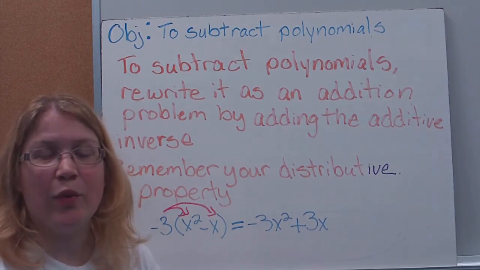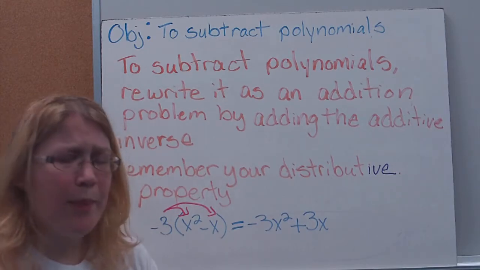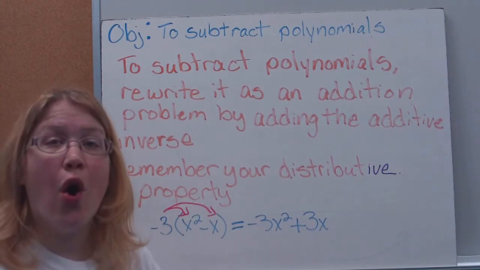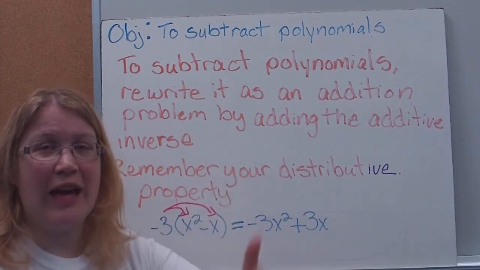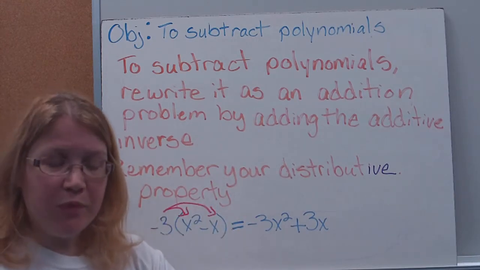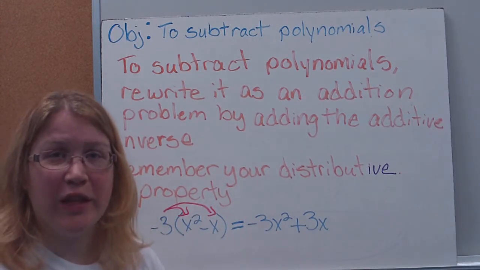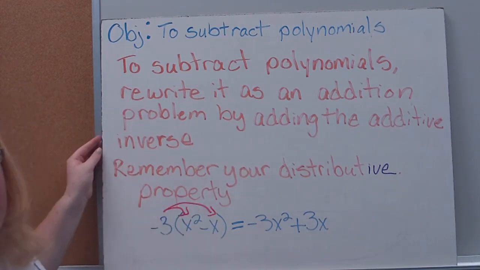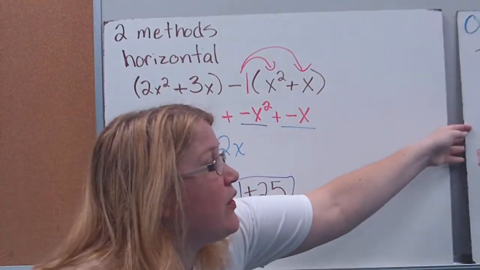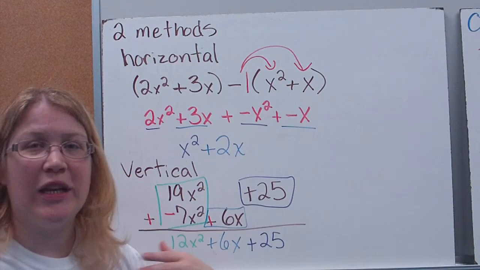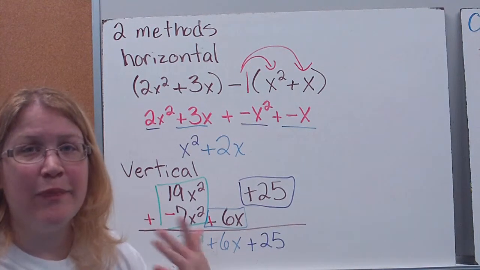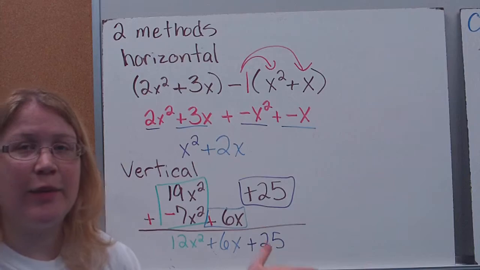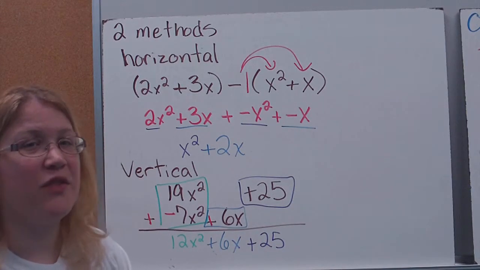So the thing we want to remember when we're dealing with polynomials is that we need to change all of the signs by distributing that -1 through the entire polynomial on the second one. So I'll show you that on the next board. Again, there's two different ways we can do this. The same way we added, we can either do it horizontally or vertically. Again, I prefer horizontally, but you're welcome to do whichever way works best for you.